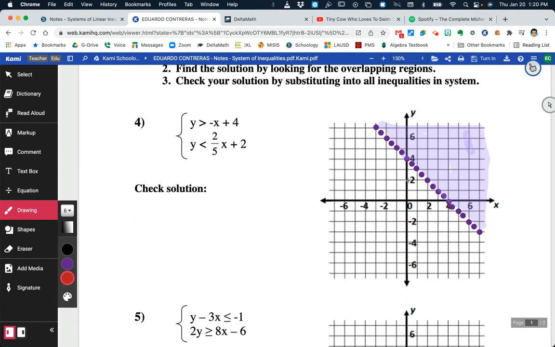Put your point that has to be at 2, and we want to go up to over 5. Maybe I'll do one where I go down 2 and to the left 5. This one is going to be dotted as well. So this is where it gets a little tricky. Just try to stay in line.